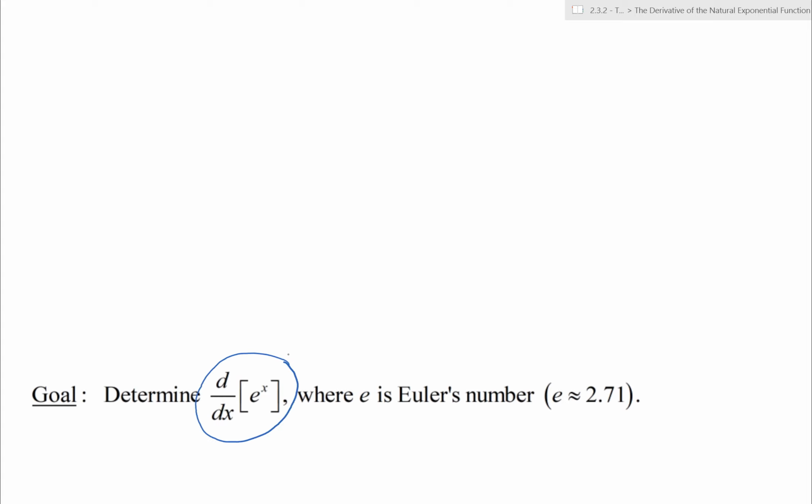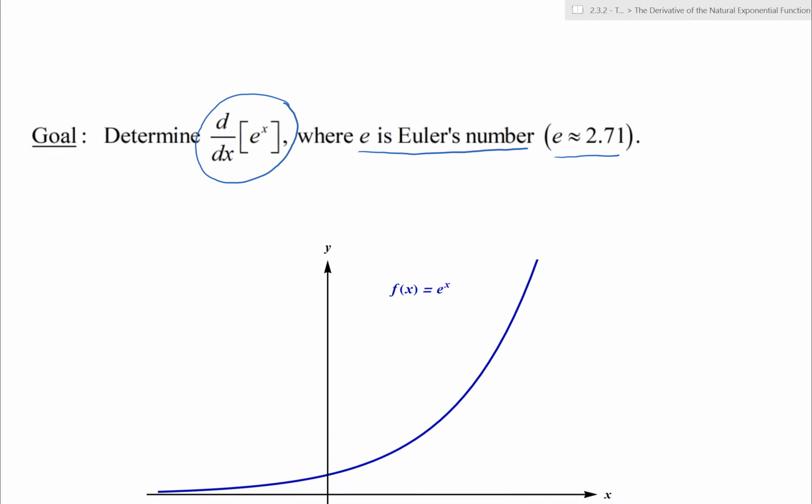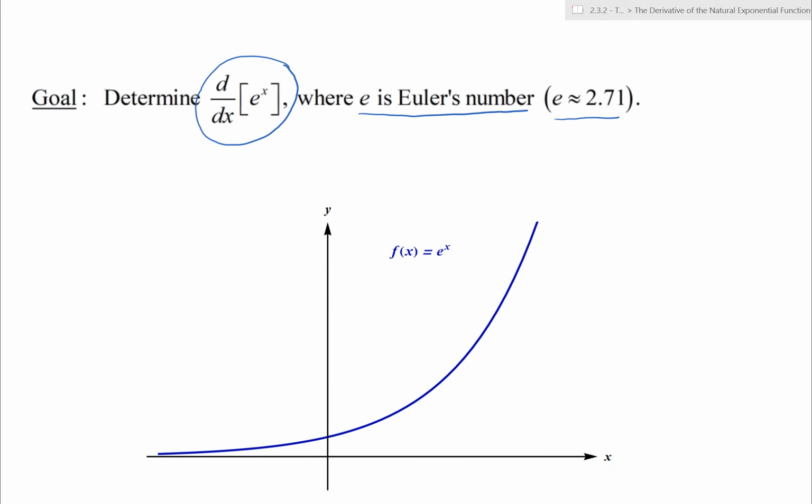The derivative with respect to x of the function e to the x, where e, of course, is Euler's number, approximately 2.71. So that is going to be our goal in this video. Figure that out. And just as a reminder, here's what the graph of e to the x looks like. Right there, that exponential growth.